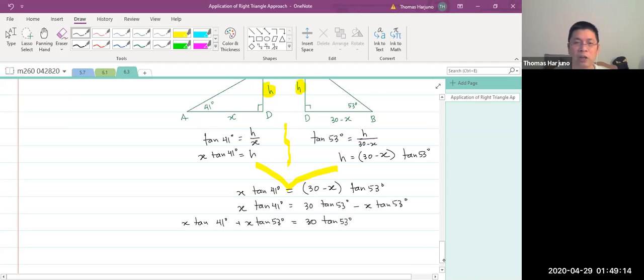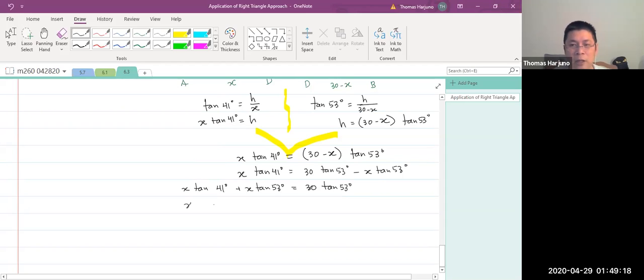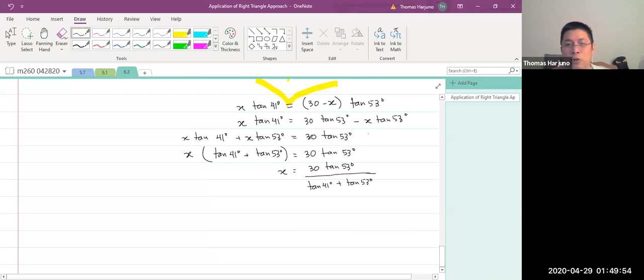Now we have done this routine before. I will factor the x and then divide by whatever we have in the group. x equals 30 tangent 53 degrees over tangent 41 degrees plus tangent 53 degrees. Now that's the exact answer. You can use your calculator to compute that.